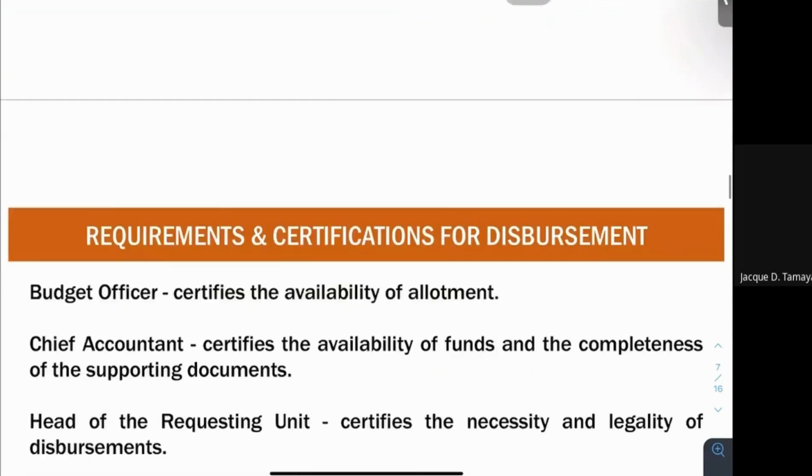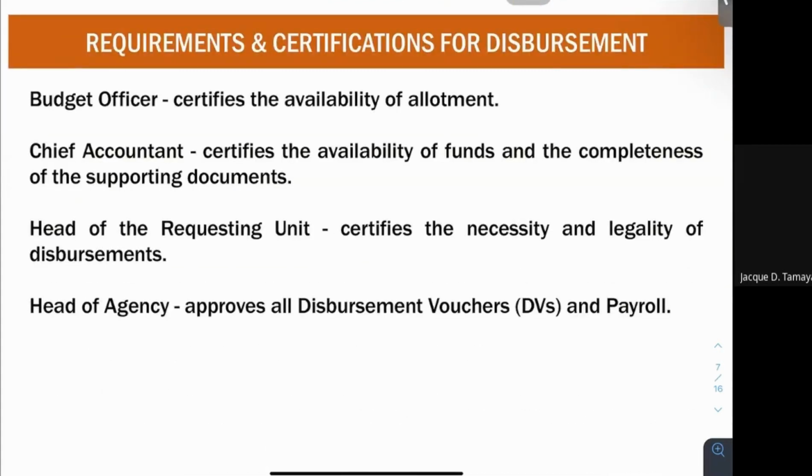So what are the requirements and certifications for disbursement? So we already know that it must follow a certain process. So we have a while back the basic legalities. Now let's look into the certification so that there is a valid disbursement. So the budget officer, of course, certifies the availability of the allotment, that there is an available amount of your allotment. As we said a while back, there must be a sufficient and lawful allotment that will be certified by the budget officer. Next, the chief accountant.